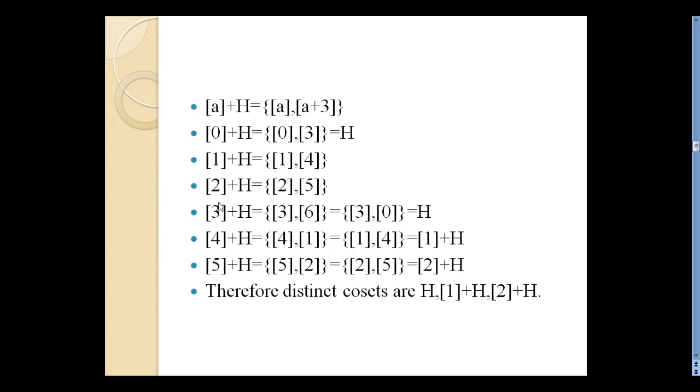So after the elements 0, 1, 2, when you add the third element with H, we get the repeated values. Therefore the distinct cosets are H, the first one, then 1 plus H, then 2 plus H.